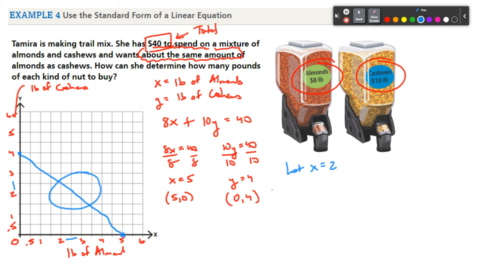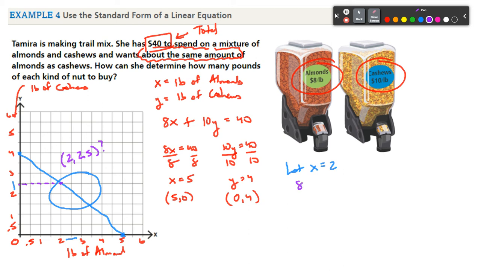Let's plug it into our equation and find y. If x is 2, let me change colors here. If x is 2, when we go up to our graph, y is going to be really close to like 2.5. So this could be like 2, maybe 2.5, which would be about the same amount of each type of nut. So let's see what happens. So let x be 2.